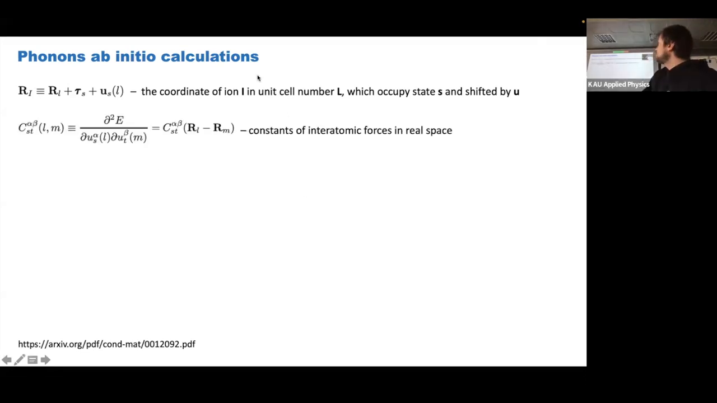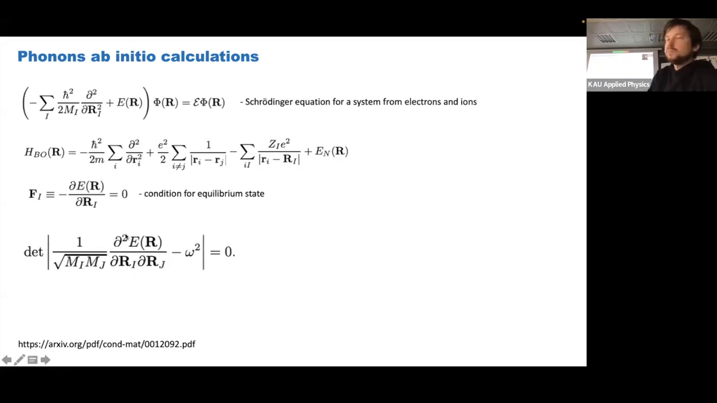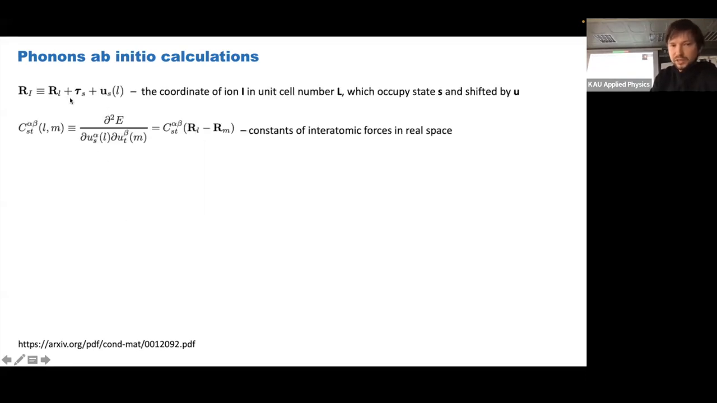Then, using these new coordinates, we can calculate these force constants. So we can get these elastic force constants from this equation. I should take the energy and use the second derivative with respect to the coordinate of one ion and the coordinate of another ion. And I'll get some set of these interatomic forces in real space. You may also have noticed that we have the file Q2R. Q means reciprocal space, and R means real space. So we have to move these constants from real space to reciprocal space, because we are working in reciprocal space.